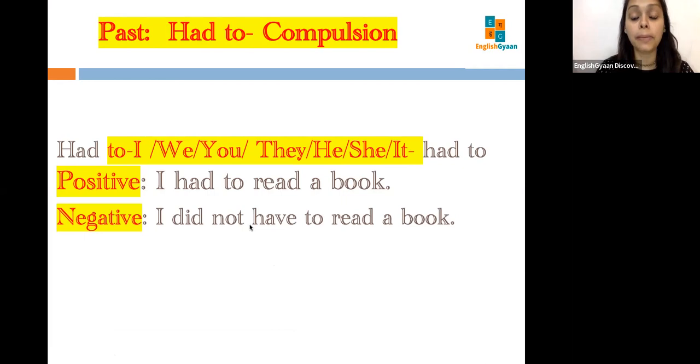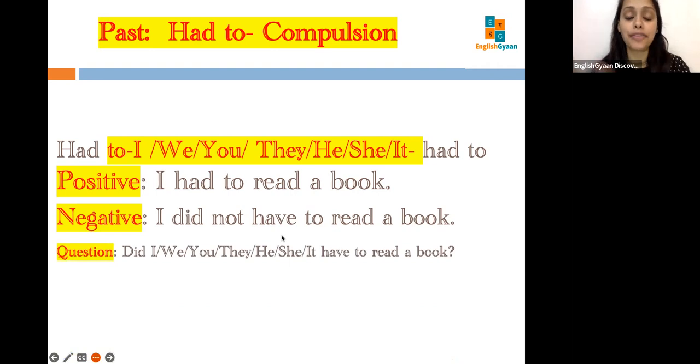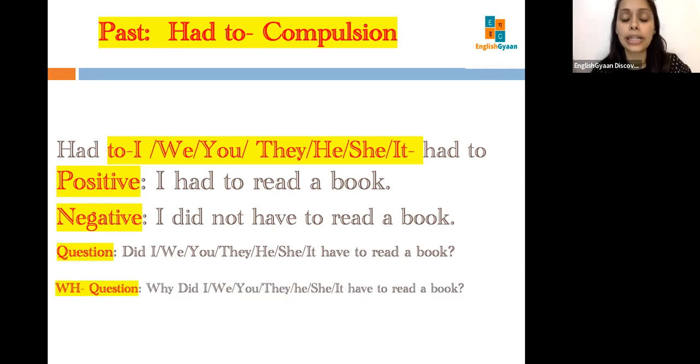For the negative, you will make use of did not, have to. This is the rule of grammar. For the positive, you will use had to. But for the negative, you will use did not, have to, and not had to. Why? Because did and had, two past tenses, cannot come in one statement. So I had to read a book. Negative, I did not have to read a book. And the question will be, did I have to read a book? And a suitable WH question, when did I have to read a book, or why did I have to read a book, or how did I have to read a book?